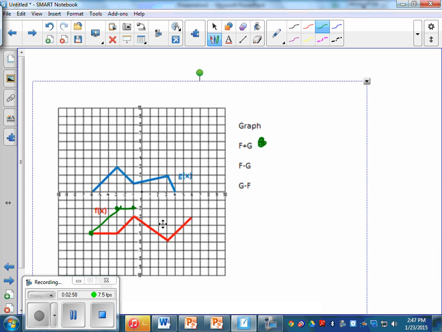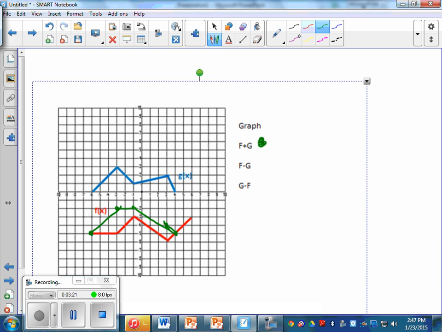And then here at 3, f is negative 6. G is positive 2. Negative 6 plus 2 is negative 4. And then finally at 4, f is negative 5, g is 0. Negative 5 plus 0 is negative 5. So that's what that graph would look like.